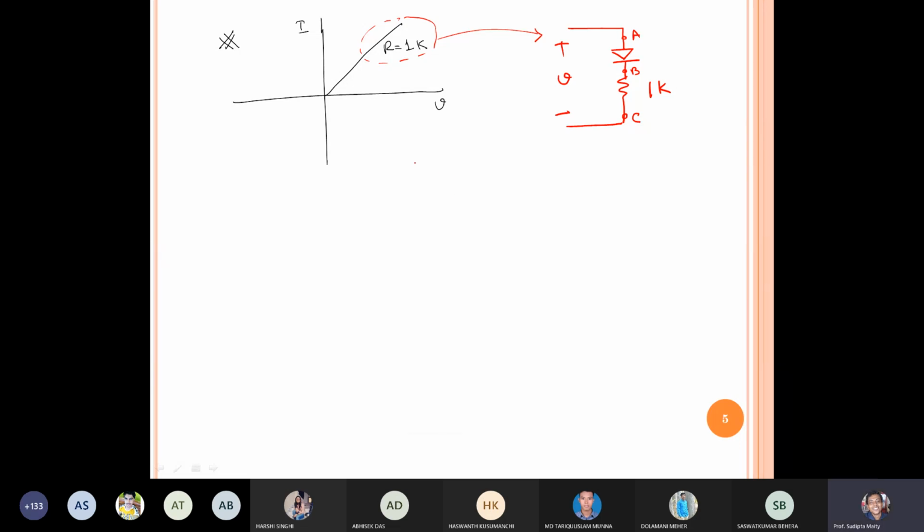Now suppose on the back side, I have drawn another circuit with R equal to 2K. So how to draw that circuit? This is our objective.